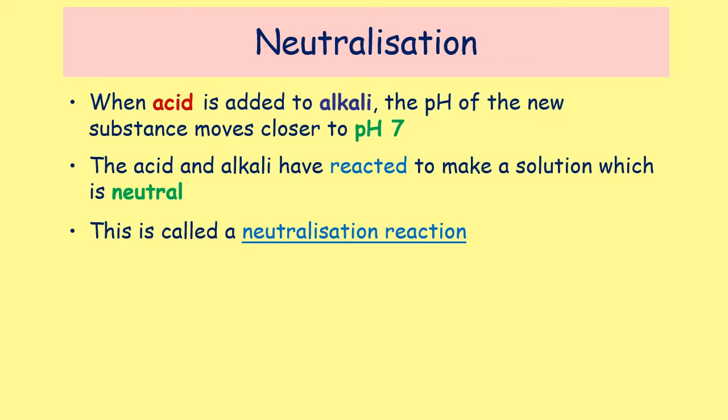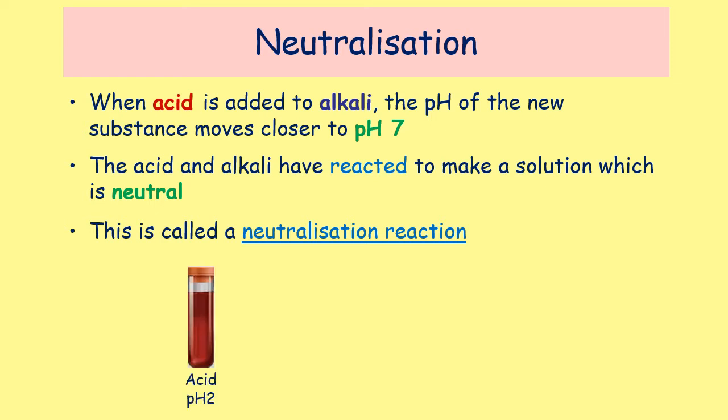So neutralization is what we call a chemical reaction that happens when an acid is added to an alkali. Acids have a pH less than 7, alkalis have a pH greater than 7. When you mix them together, the overall pH moves towards 7. And the solution that is the product of that reaction will be neutral. And that's why the reaction is called neutralization. It's about making acids and alkalis become more neutral.